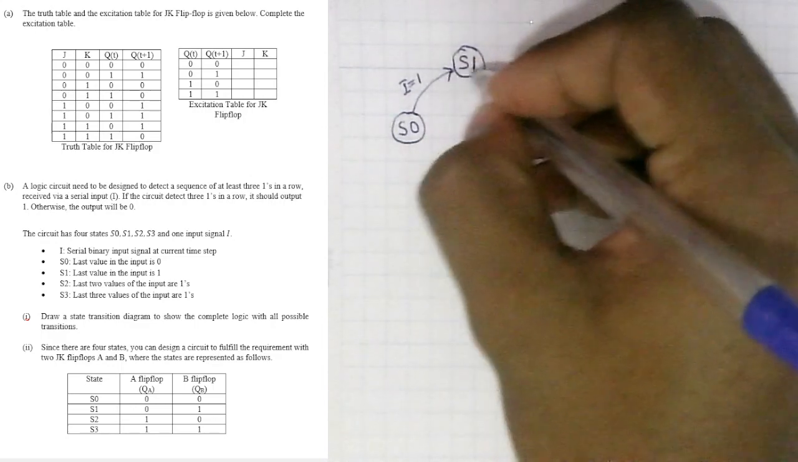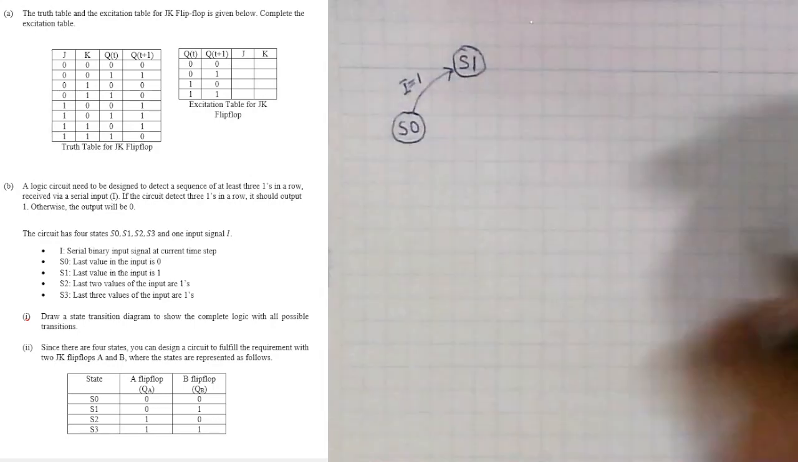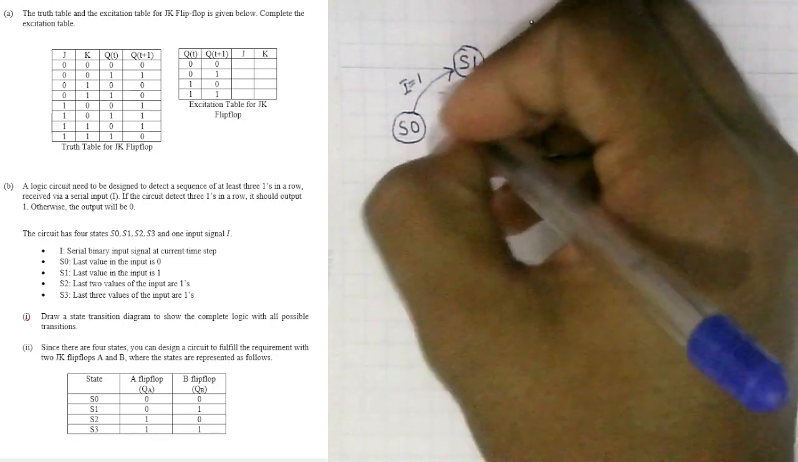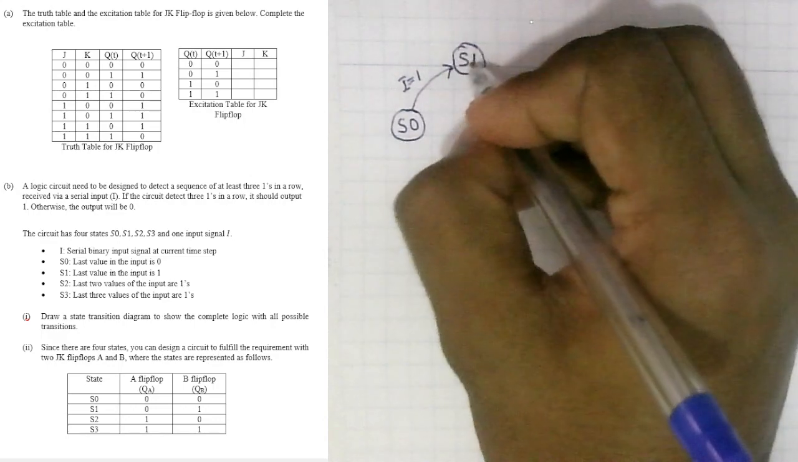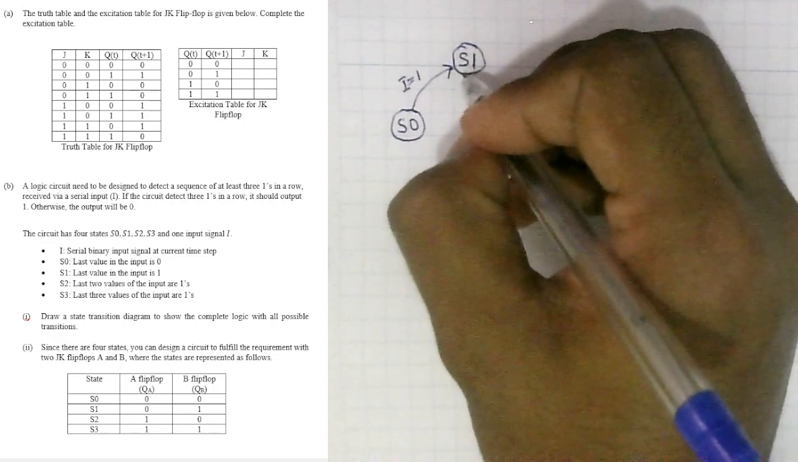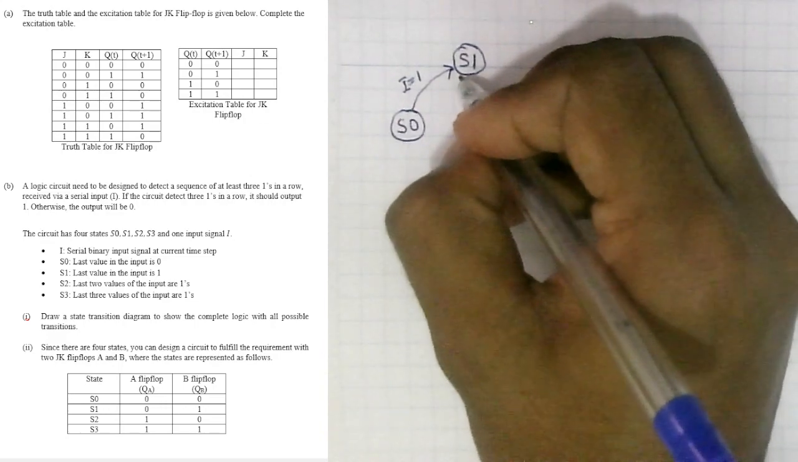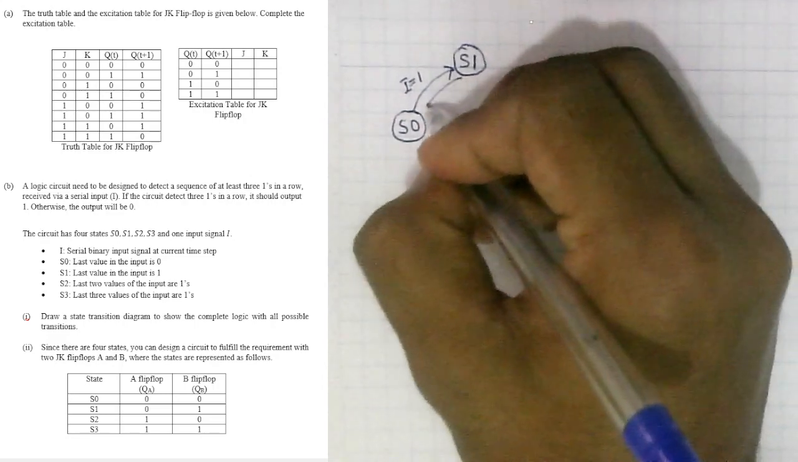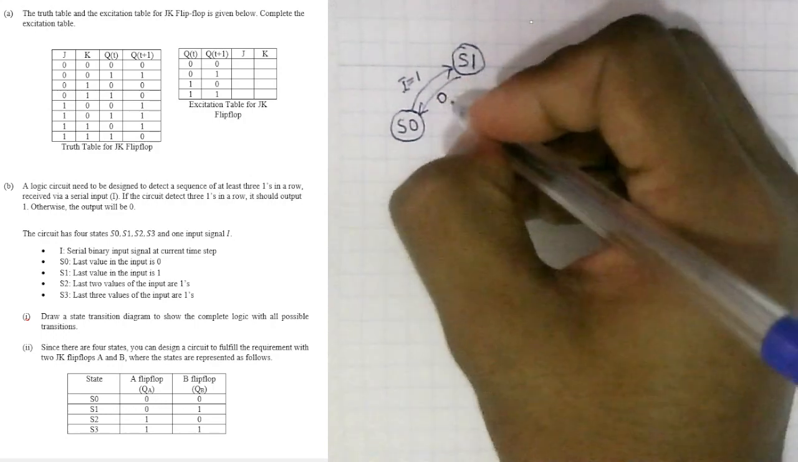Now let's say there is another 0 coming after 1, right? There's only one 1 in the sequence, and the next input is just 0. So in that case it has to go back, right? Because we don't need to continue our state transitions, since it already failed our criteria of 3 ones in a row, right? So it will be going back to this state. So it is the 0, right?